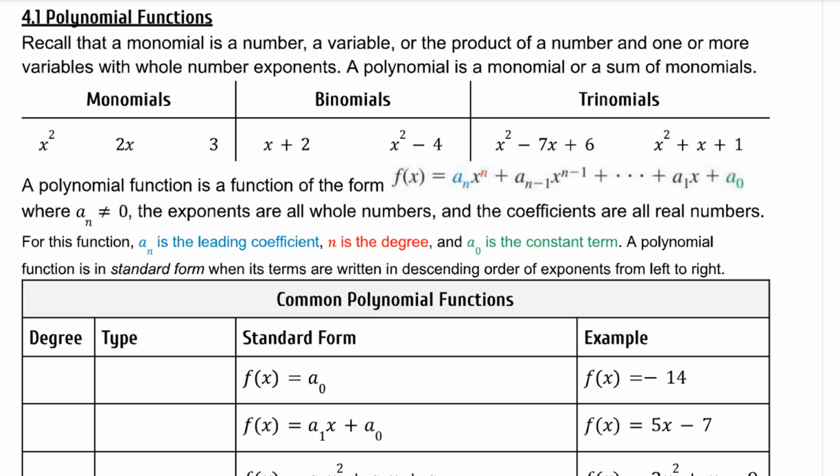Recall that a monomial is a number, a variable, or the product of a number and one or more variables with whole number exponents. A polynomial is a monomial or a sum of monomials. Here are some examples of monomials, binomials and trinomials.